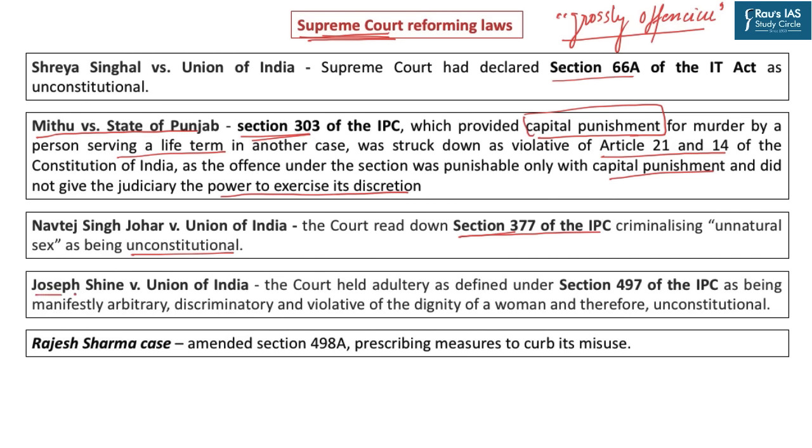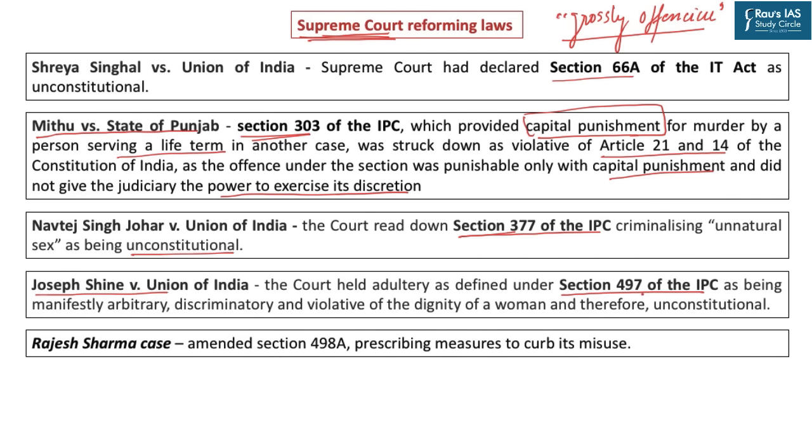In the Joseph Shine case, the Supreme Court held that adultery as defined in Section 497 of the IPC is arbitrary, discriminatory, violative of the dignity of woman and therefore unconstitutional. The Supreme Court held that a wife is not the property of the husband. The husband is not the master of the wife. Adultery in this case was defined as adultery without the permission of the husband. That permission of the husband was the problematic thing in this section.